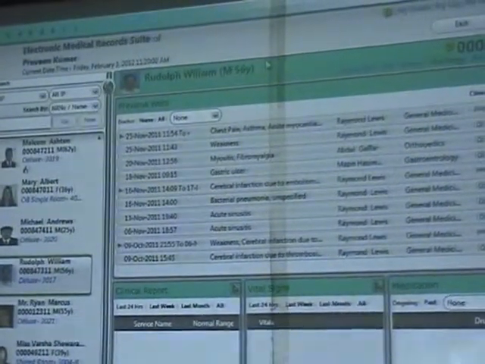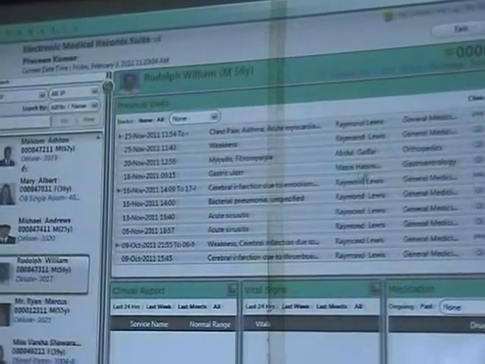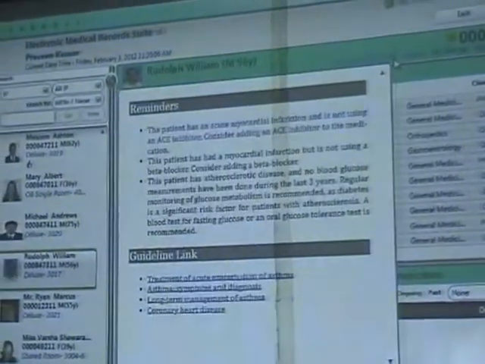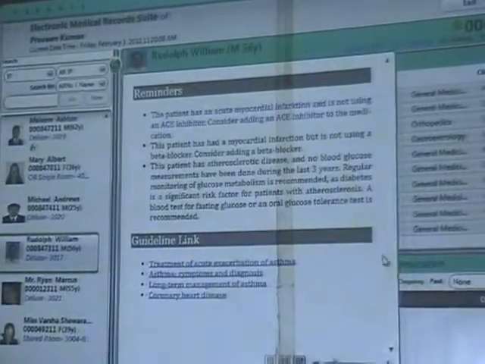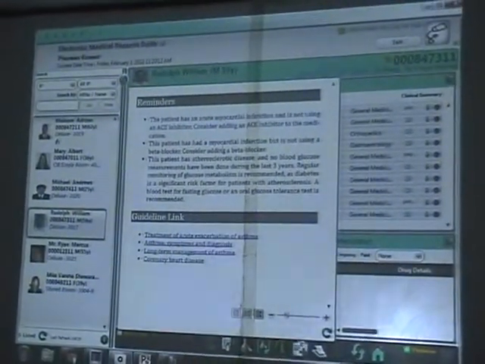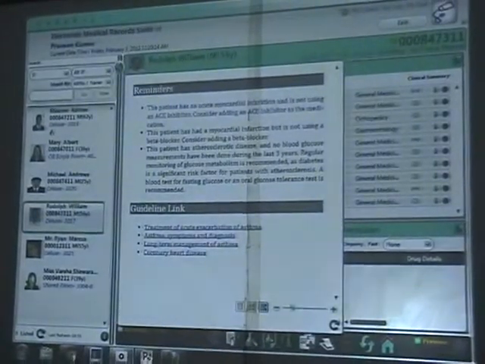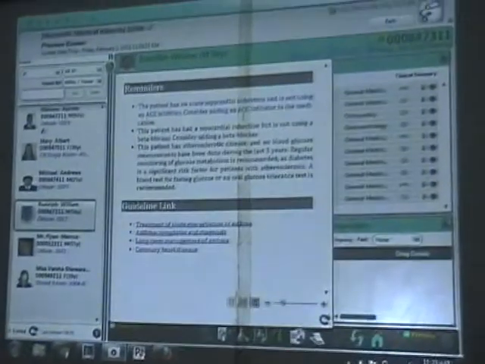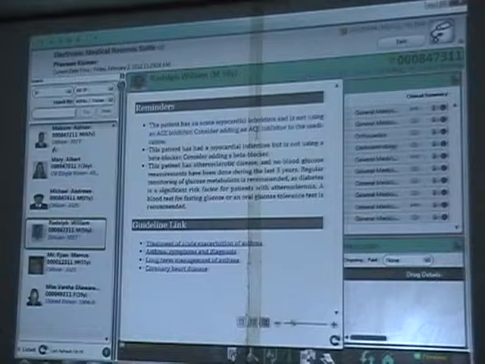As you can see, this is the generic EMR. But if I'm looking at a particular patient and move my mouse over, this is already EBMeds and integrated. Very simple reminders, clinical guideline links and alerts come out. The patient has acute myocardial infarction because it's pulling the ICD-9 or ICD-10 code. The patient is not using an ACE inhibitor. Mark here, it's saying consider adding. It's not saying you have to add. The ultimate decision resides with the physician or the nurse.